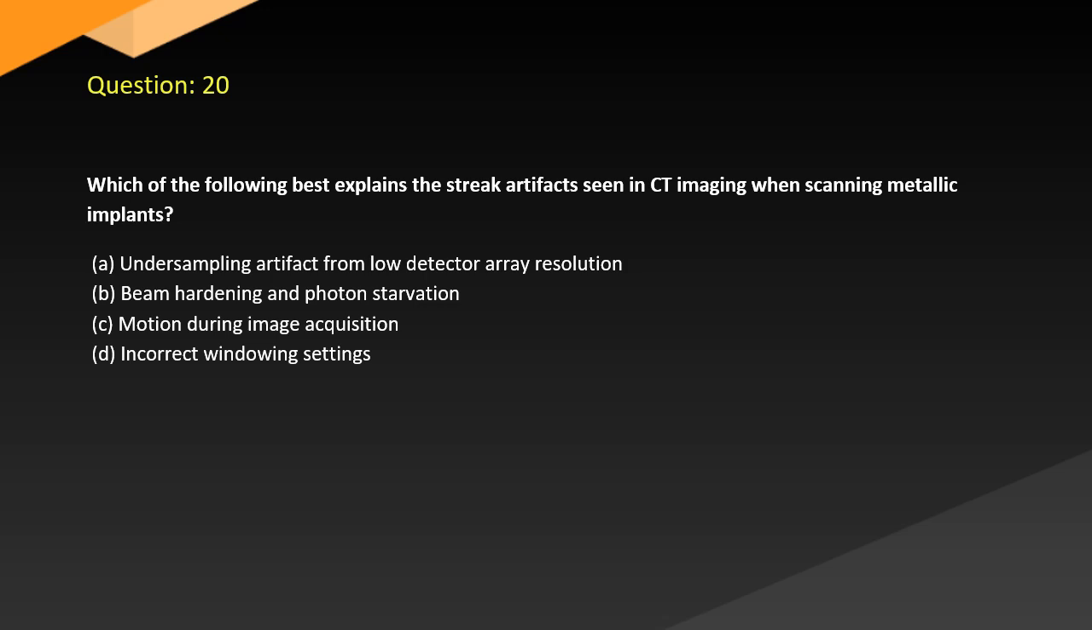Question 20. Which of the following best explains the streak artifacts seen in CT imaging when scanning metallic implants? A. Undersampling artifact from low detector array resolution. B. Beam hardening and photon starvation. C. Motion during image acquisition. D. Incorrect windowing settings.